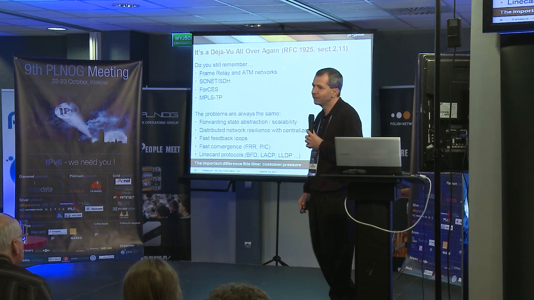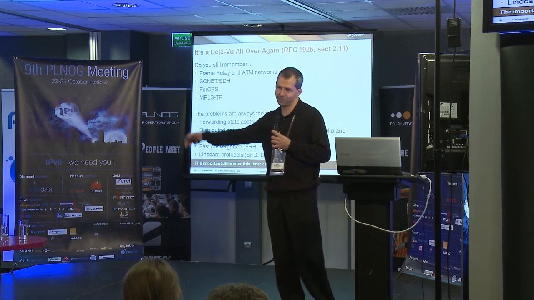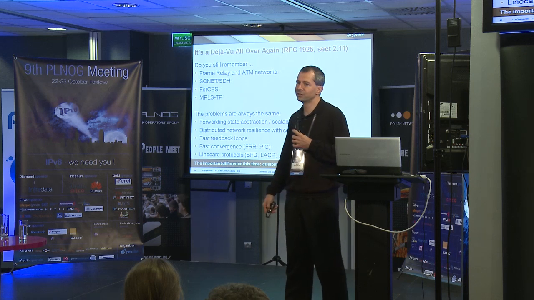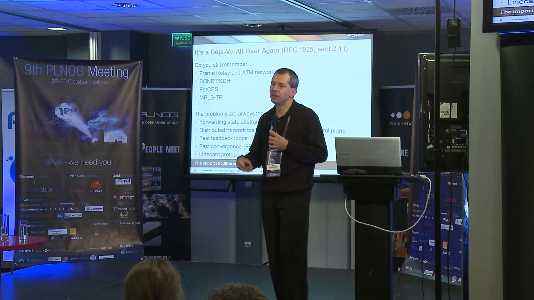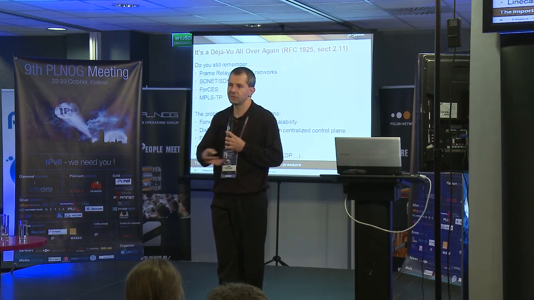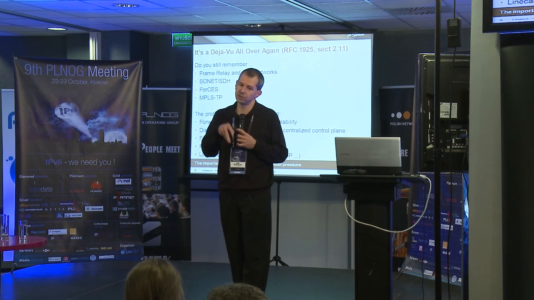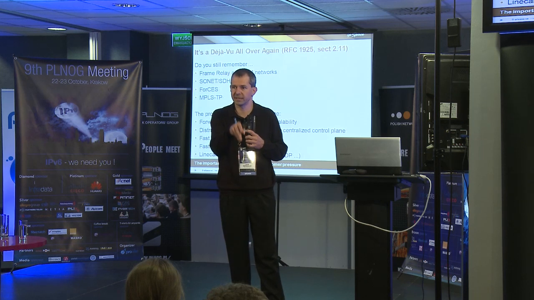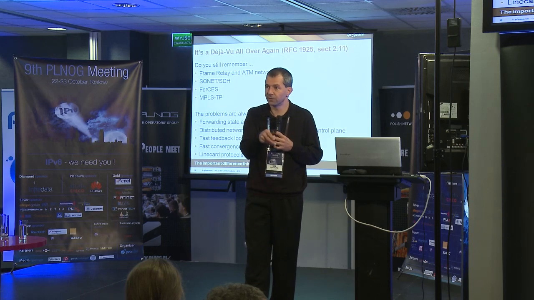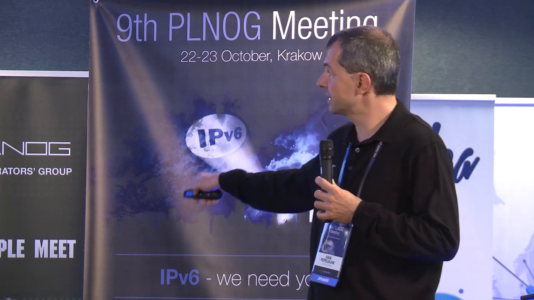And there is ForCES, which is exactly the same thing as OpenFlow, only based in IETF, not in the Open Networking Foundation. And there is MPLS-TP, which is more or less the same thing. The only difference between OpenFlow and MPLS-TP is that MPLS-TP can only establish label switch paths, whereas with OpenFlow, you can also install forwarding equivalence classes on the ingress PE router. So OpenFlow can do a bit more than MPLS-TP. But the problems are always the same.